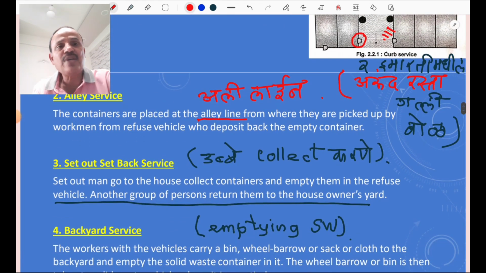Then set out and setback service. Set out men go to the house, collect the container and empty them in the refuse vehicle. Another group of persons return them to the house owner's yard. That is set out setback service.